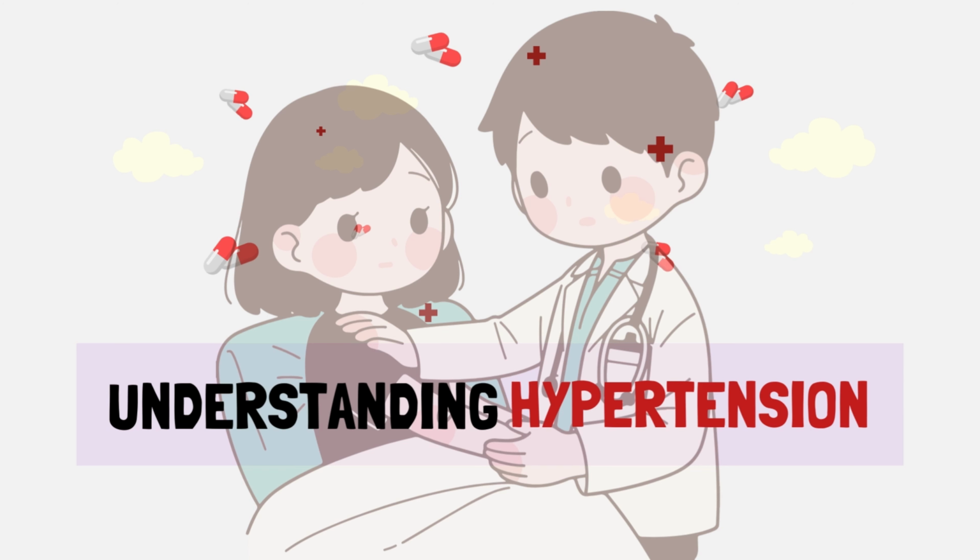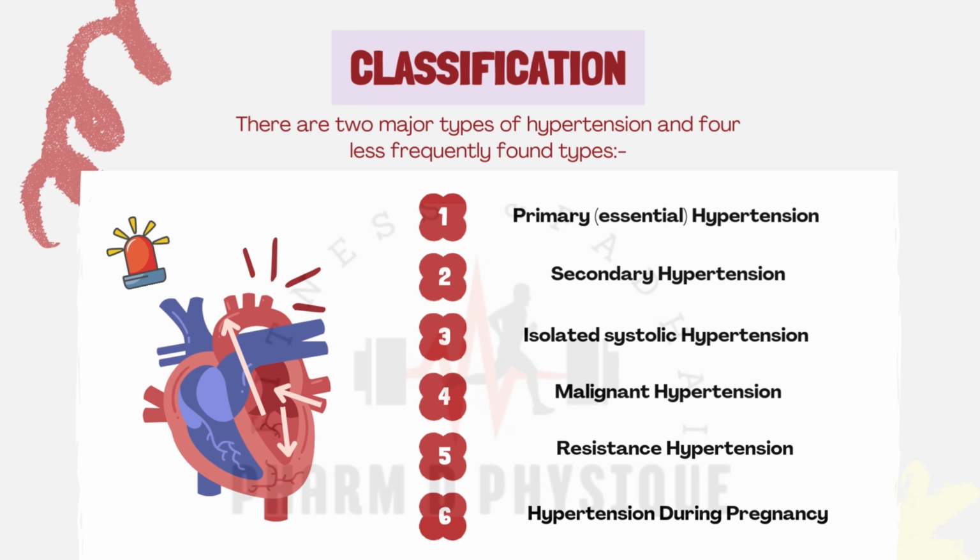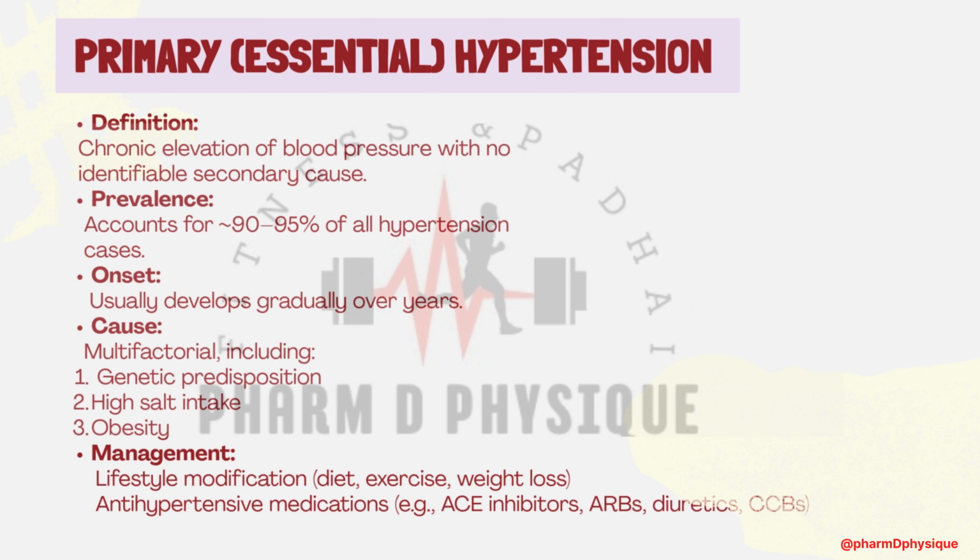So let's dive in. If we talk about the classification of hypertension, there are two major types of hypertension and four less frequently found types. These are basically primary hypertension, secondary hypertension, isolated systolic hypertension, malignant hypertension, resistant hypertension, and hypertension during pregnancy. We will start from the beginning, from the two major types, that is primary hypertension.